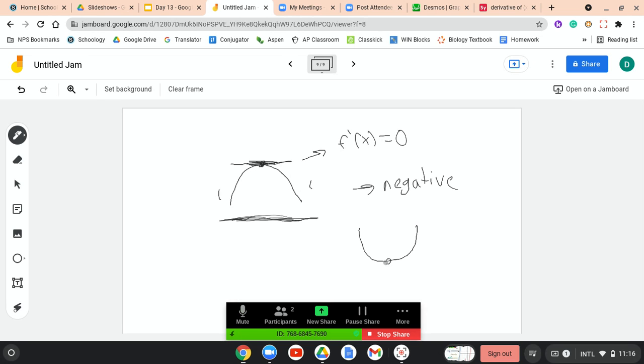Here's a minimum. The first derivative is 0. What can you tell me about the second derivative around this point? It is positive. Exactly. So hopefully you can see where this is going.